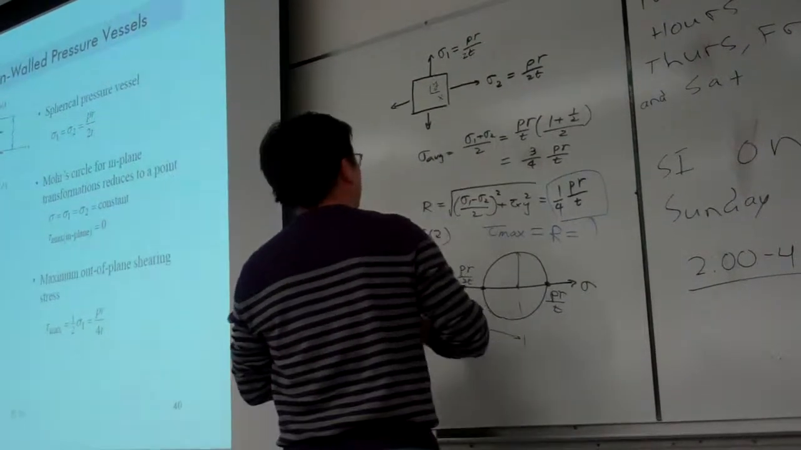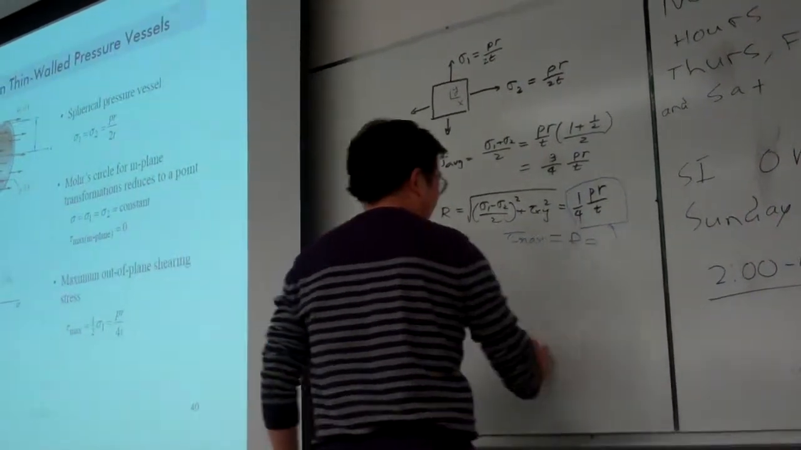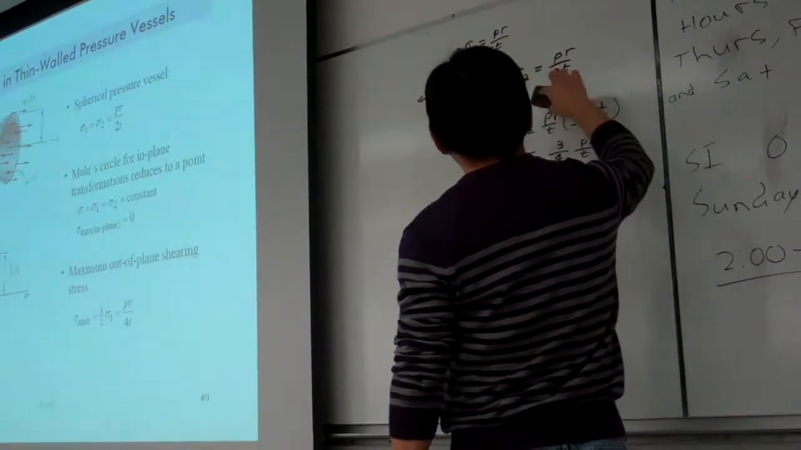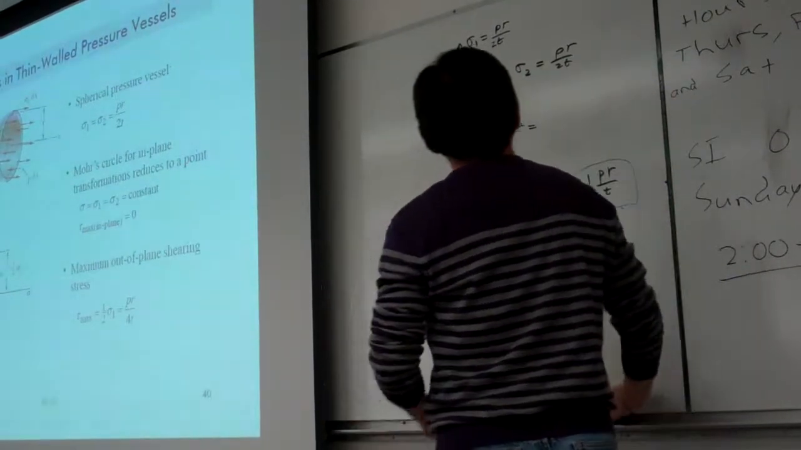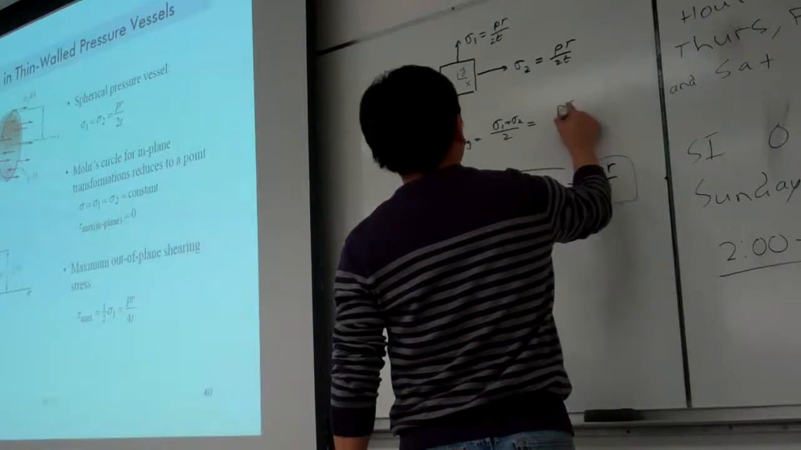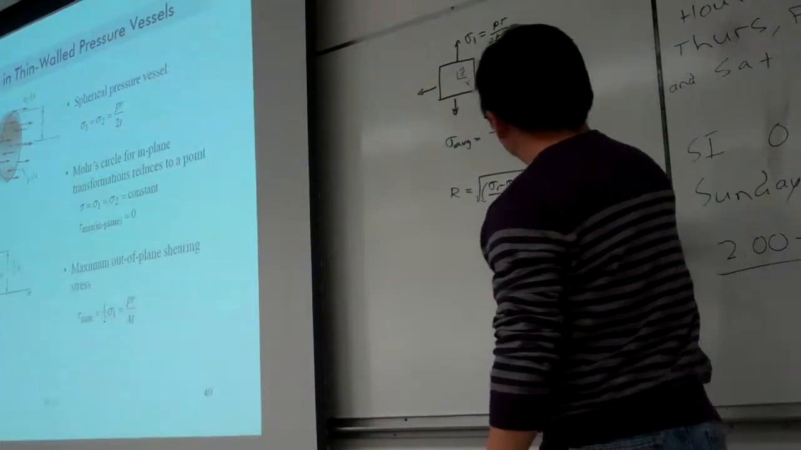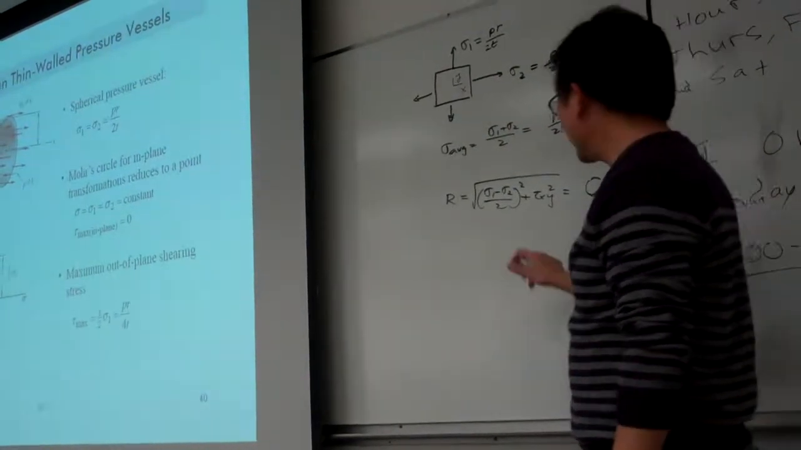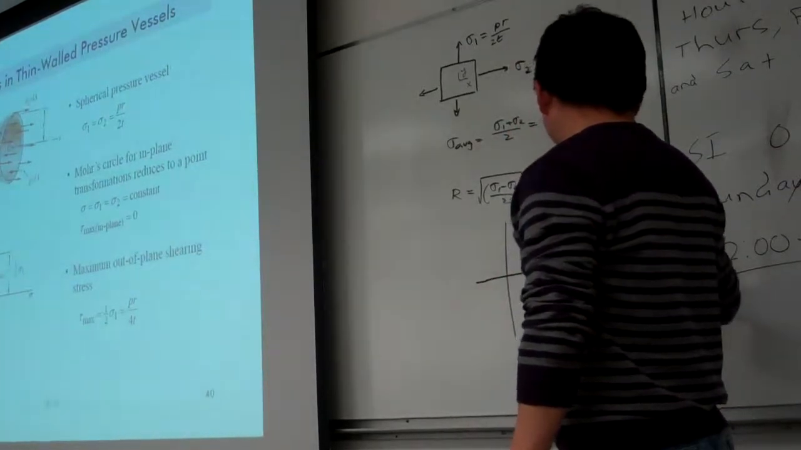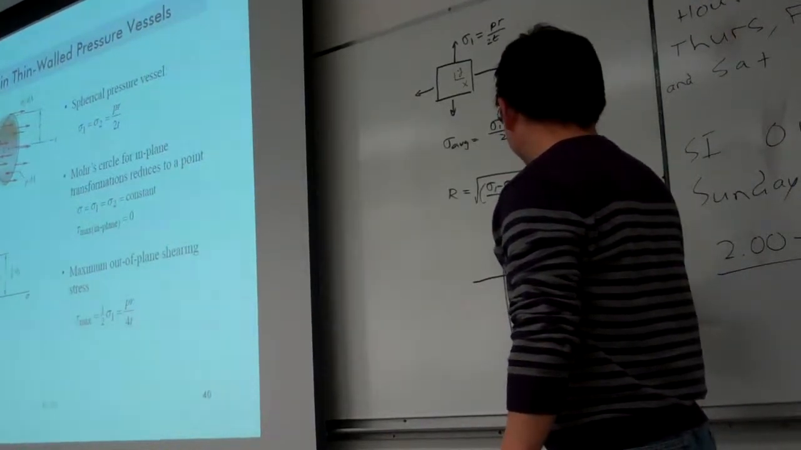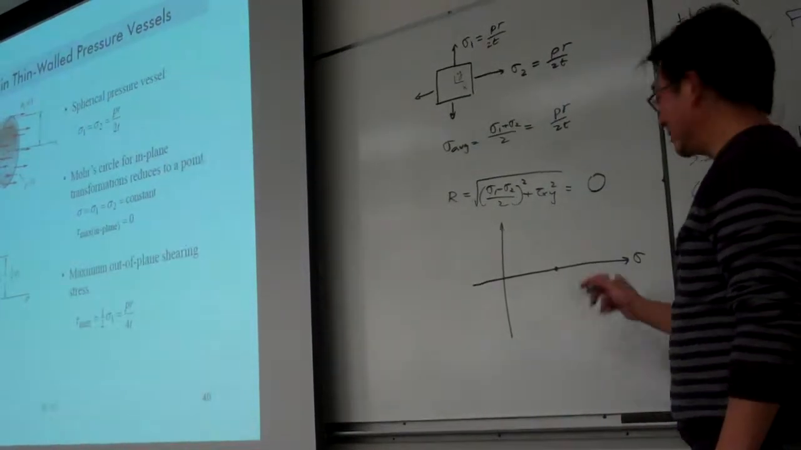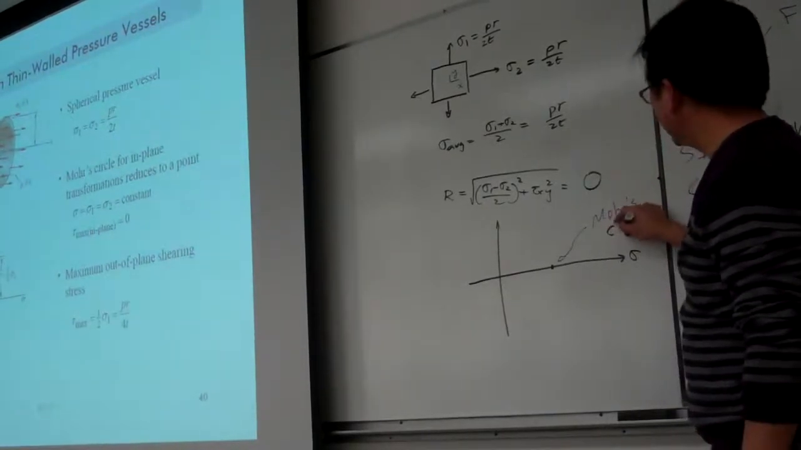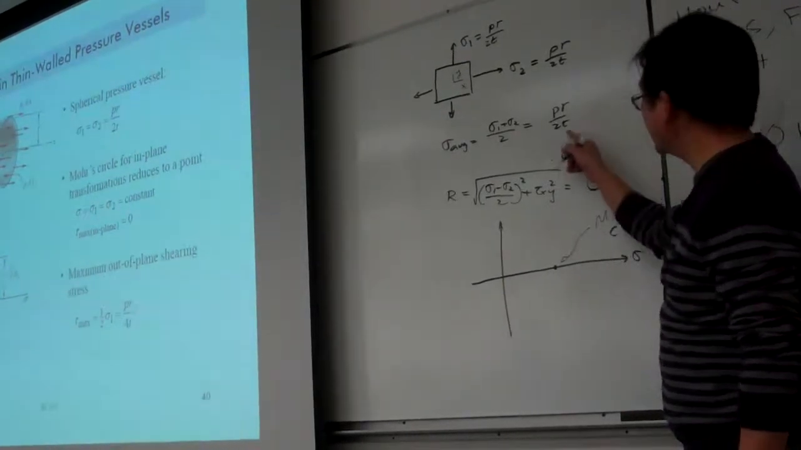So here we can try to draw the Mohr's circle. For the Mohr's circle, the center will be equal to PR over 2T. And the radius for this case will be equal to 0. So this is the first time we've seen that the Mohr's circle is actually a point. So this is the Mohr's circle, and that is equal to PR over 2T here.